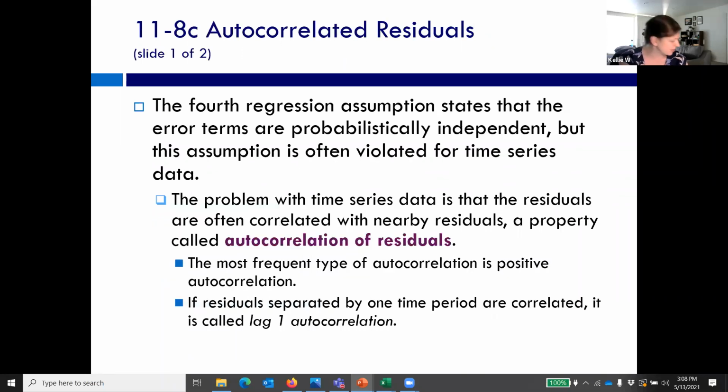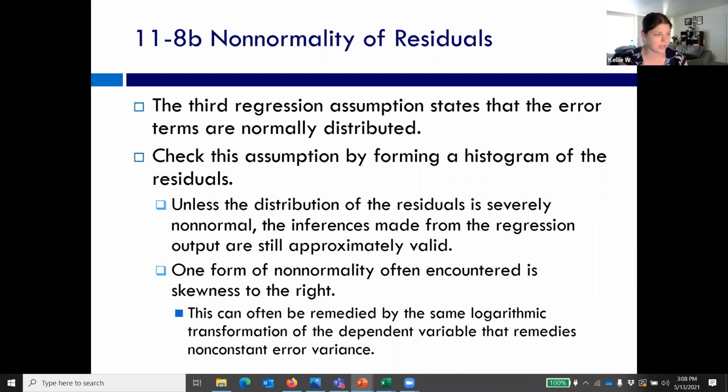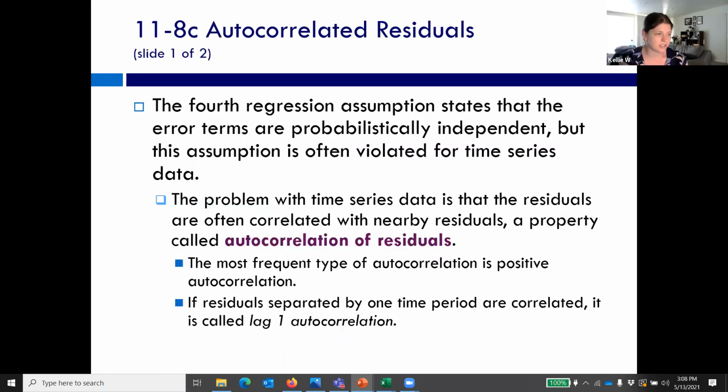I actually have a really cool, I wonder if I could dig it up. I have a really cool chart about residuals and the shapes they make and what they mean. I'll look for it here in a second when we move on to the discussion. Okay, and then autocorrelation and time series data.